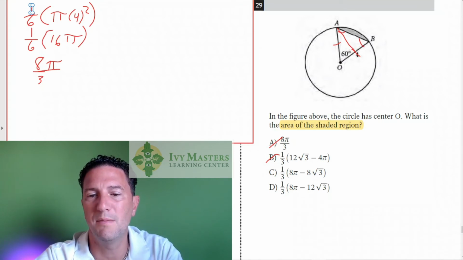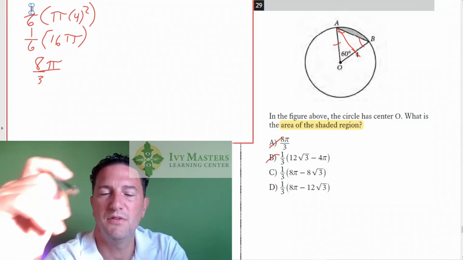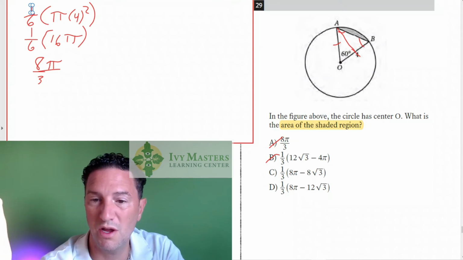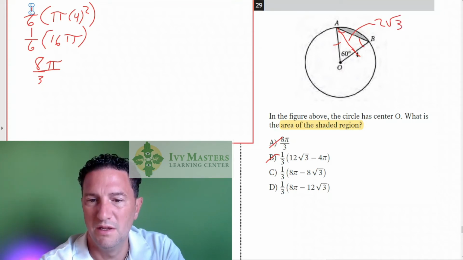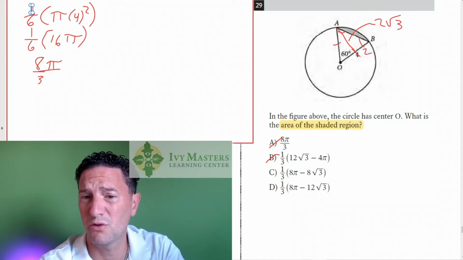And there you can see the base is 4. If you know your relationships in a 30, 60, 90 triangle, then you know that the height is 2 root 3. Even if you don't know that, splitting it down the middle gives you a 2 here. It's an equilateral triangle, all sides are equal, so you know the length of AB is 4. And then you could do the Pythagorean theorem.